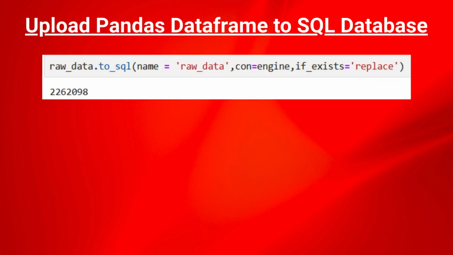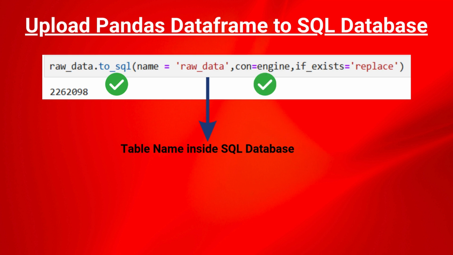Before performing advanced SQL operations in a Jupyter Notebook, we first need to upload the Pandas data frame into a SQL database using the to_SQL function. In this case, the table name is set to raw_data, which will be the name of the SQL table created. The engine parameter specifies the SQLAlchemy engine that handles the connection to the database. The if_exists is set as replace, and it ensures that, if a table named raw_data already exists, it will be overwritten with the new data.